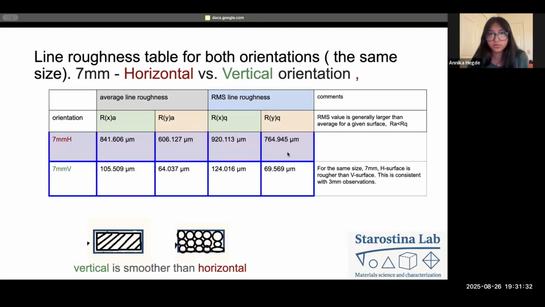So these are our results for the comparison between the 7mm horizontal sample and the 7mm vertical sample. As you can see, our results are very similar to the 3mm sample, and it's fairly consistent with the vertical sample being much smoother than the horizontal sample.